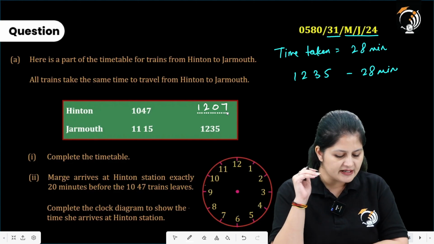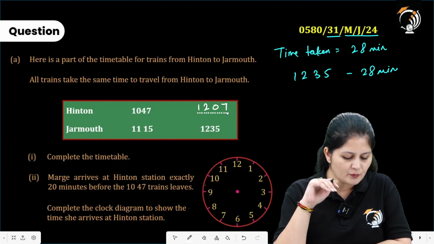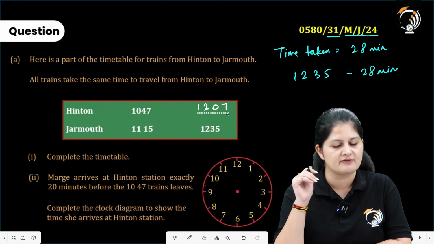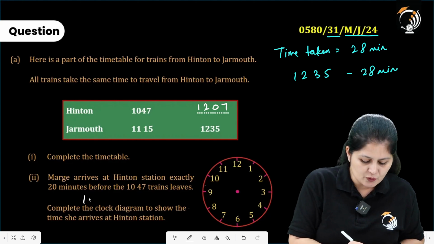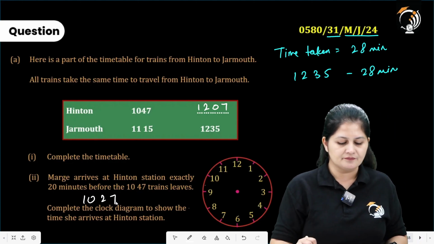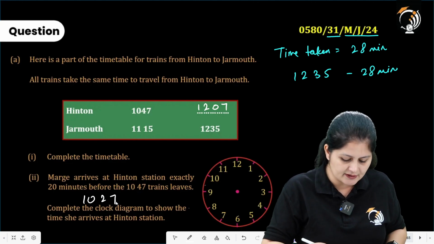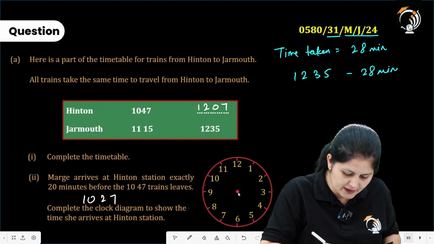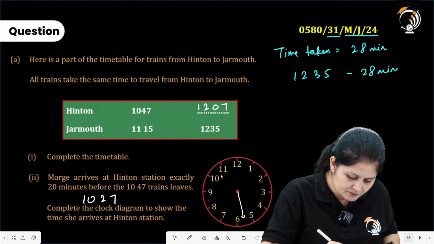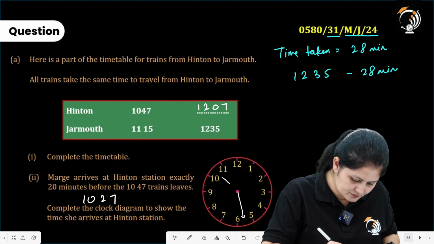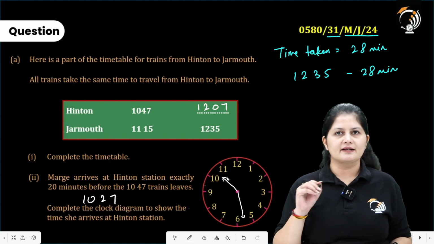Now March arrives at Hinton station exactly 20 minutes before 10:47. So the time 20 minutes before 10:47 is going to be 10:27, right? We need to complete this in the diagram here. So this is how we are going to mark this time.